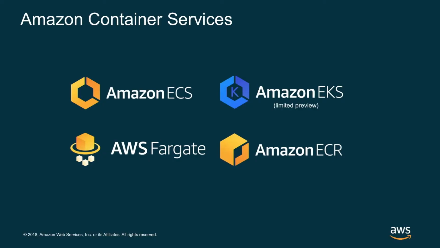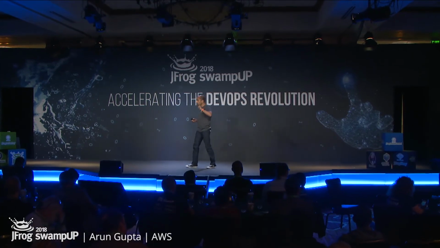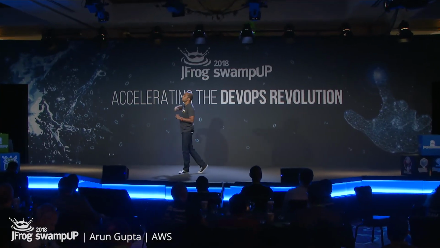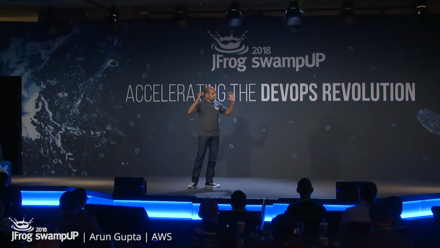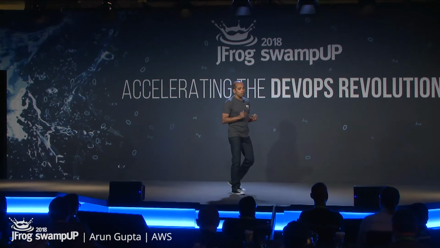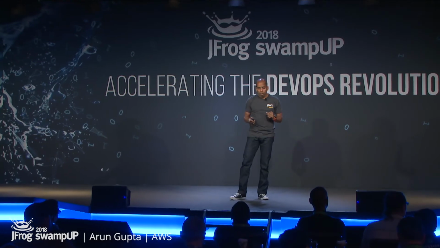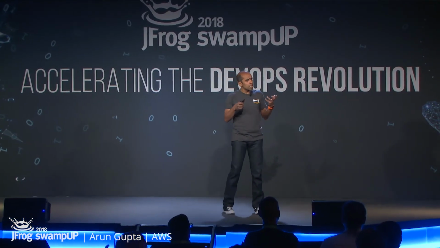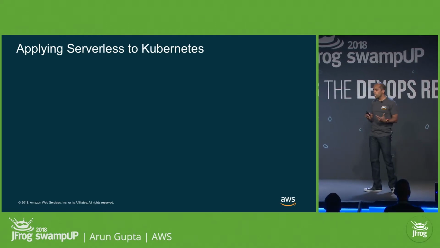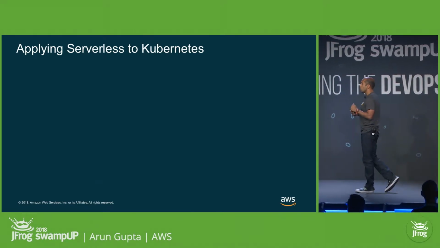So if you look at the Amazon container services, the Amazon ECS and Fargate combination is available today. EKS, which is in limited preview today, we are looking to GA in the next few months. And once EKS is GA, then we will look at the EKS and Fargate integration as well. So let's take a look at it. What can we do? What are some of the challenges when we have to apply these serverless concepts to Kubernetes?